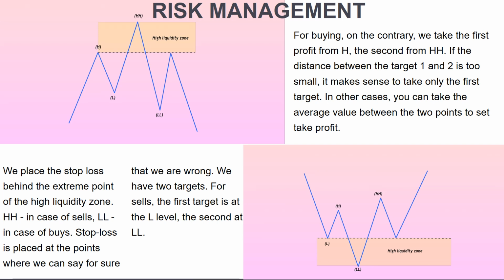We have two targets. For sells, the first target is at the L level, the second at LL. For buying, on the contrary, we take the first profit from H, the second from HH. If the distance between the target 1 and 2 is too small, it makes sense to take only the first target. In other cases, you can take the average value between the 2 points to set take profit.